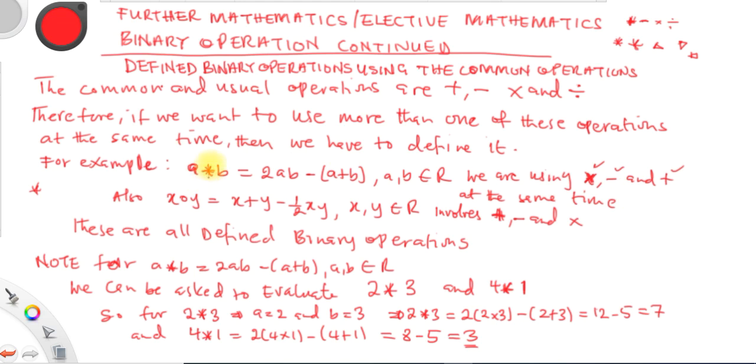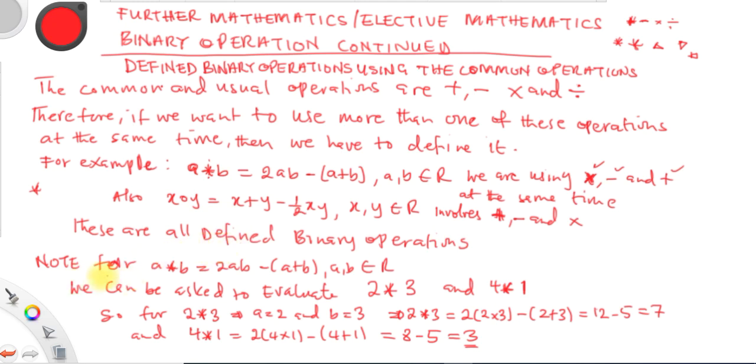To define our own operation star, also, if you have x0 y is equal to s plus 1 minus 1 over 2 sy, where s and y belong to the set of real numbers. So this operation that we have defined involves addition, subtraction, and multiplication. These are all defined binary operations. So this is how you usually see binary operations. The defined operation, yes. That's what a binary operation normally involves.